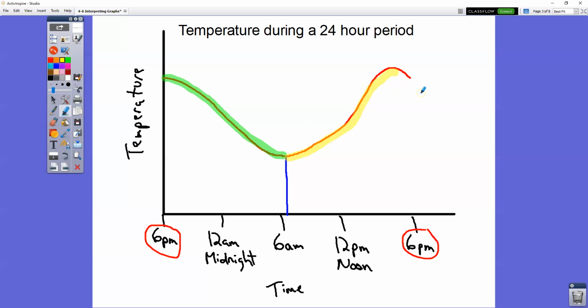They might ask you questions like, around what time to what time is it going up the quickest, or increasing the most? According to our graph, it looks like in between here and here, it goes up the most in the shortest period of time. Again, that is the hottest time during the day.